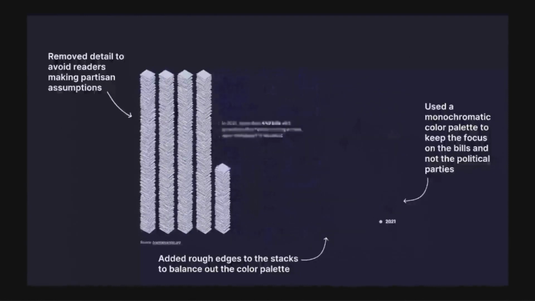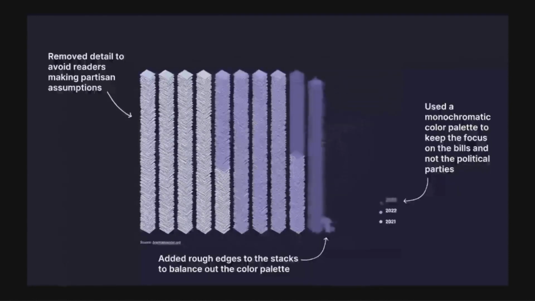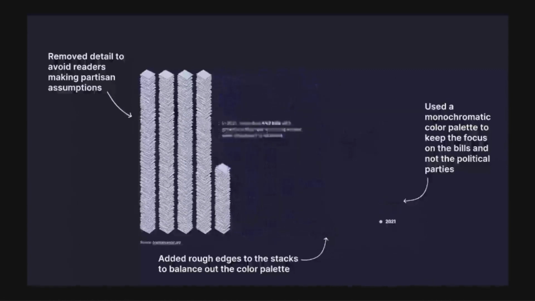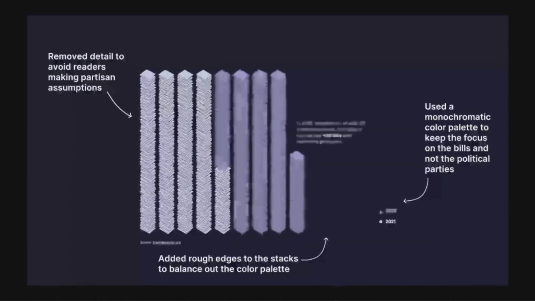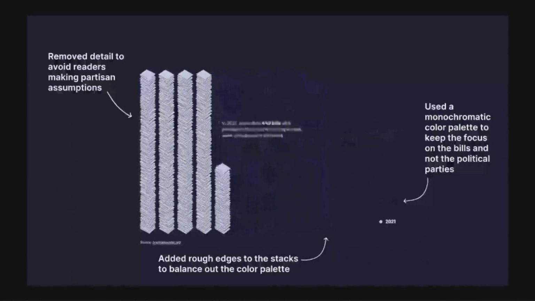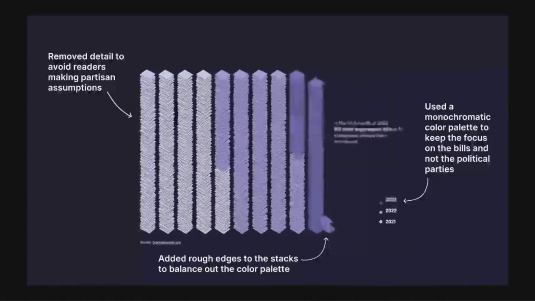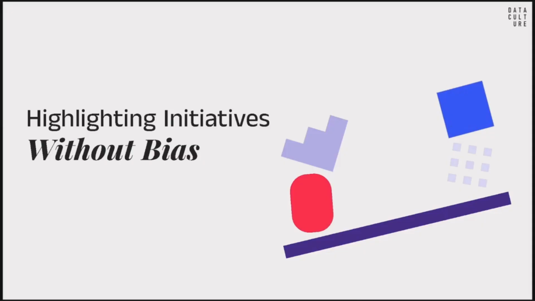So that meant we removed a lot of those layers and that detail and distilled it down to just the sheer number. We used the monochromatic color palette, and then we had to play with the visual in terms of transitions and just this sort of rough stack representation to make it a little bit more interesting so that you get this impact of the visual, even though we've really boiled it down to 3 numbers.